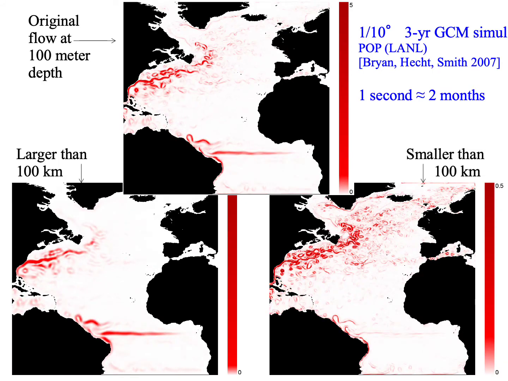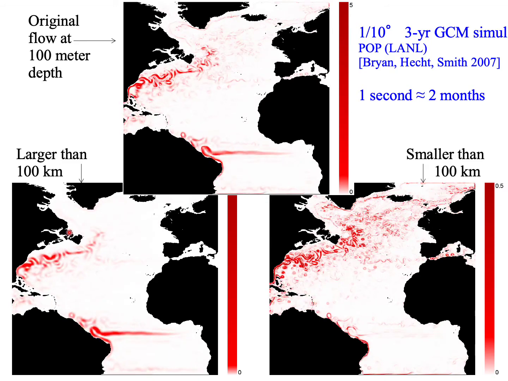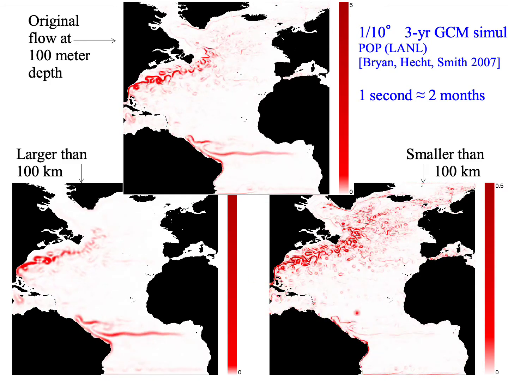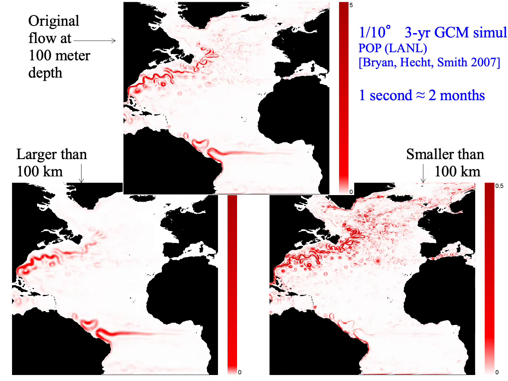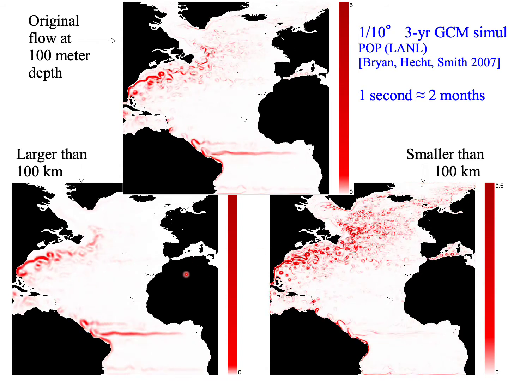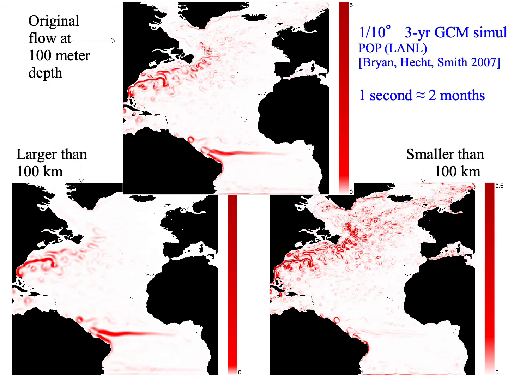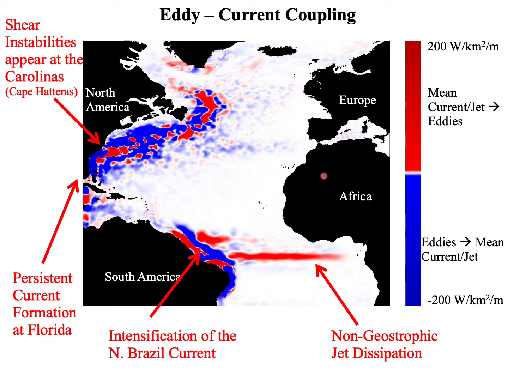This is what we get by coarse-graining the flow. This is the original flow, larger than 100 kilometers, smaller than 100 kilometers. You can see the small scale eddies. We can analyze the energy transfer between the large and the small. This is, for example, the energy transfer between scales larger than 200 kilometers and smaller. Red means downscale energy transfer at the equator, from large to small scales. Blue, such as in the Gulf Stream, means upscale, from small to large, except there are some regions with persistent downscale energy transfer, which is interesting.